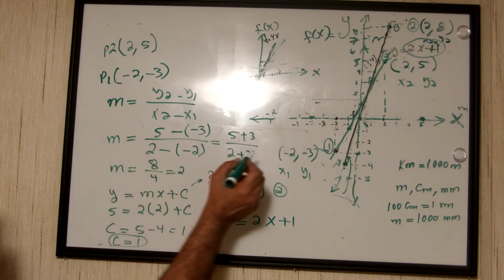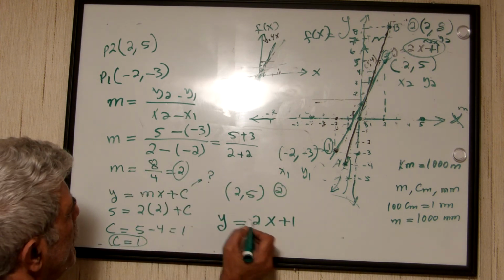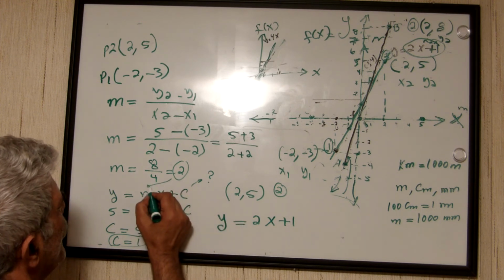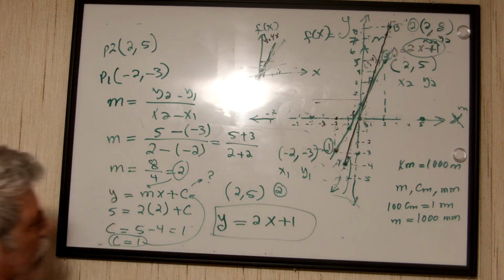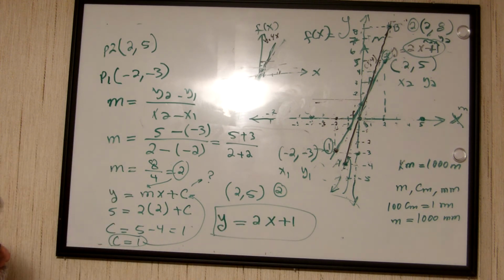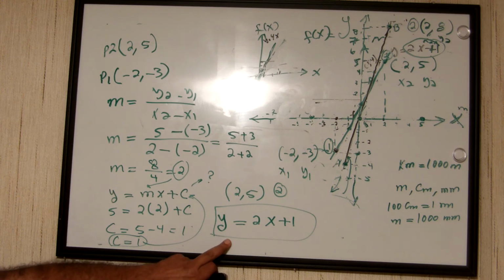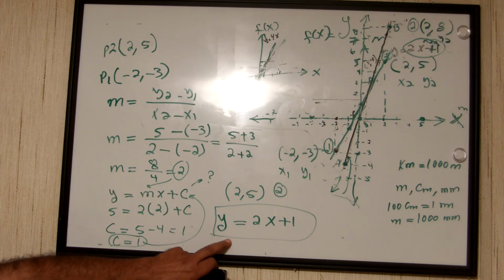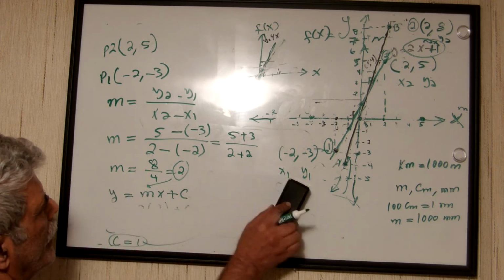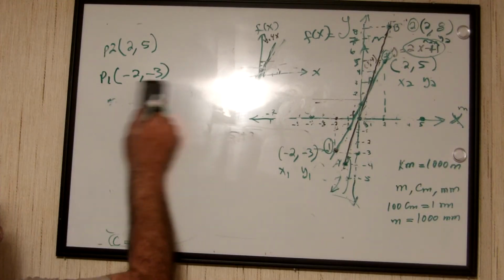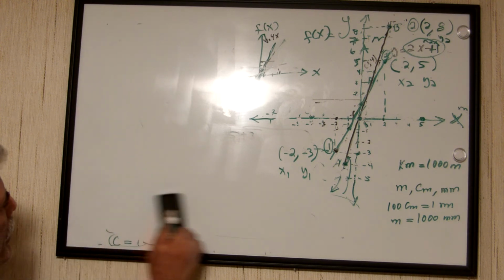We find m is 2, we put this value there, m is 2 and c is 1. So we found what this linear equation looks like: y equals 2x plus 1. Okay, there is another thing I'm going to tell you.